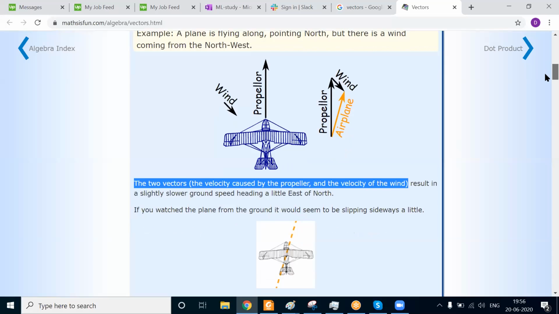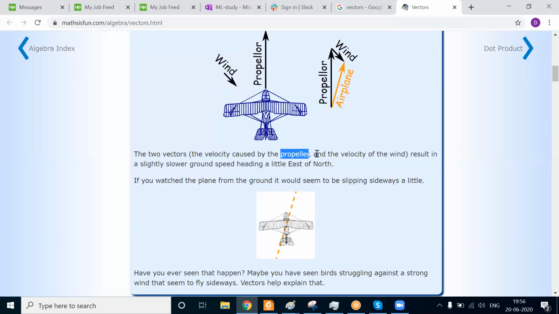So the two vectors, velocity caused by the propeller and the wind, result in a slightly slower ground speed heading to the east of north. East, west, north, then south. So this is south, this is east, this is west, and this is north. So this is east, north. Understand the direction clearly.